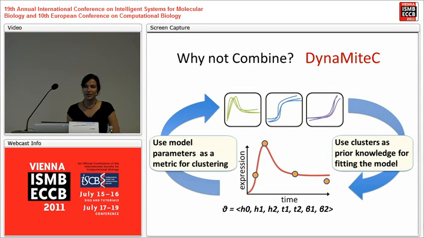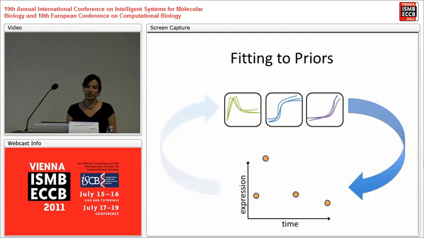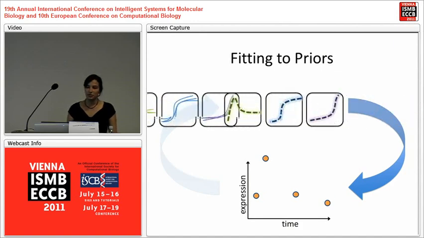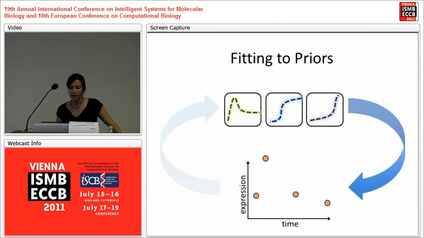And to some of you, it may seem a lot like k-means, where you guess centroids, and then you cluster according to the centroids, and then you get the centroids from the clusters, and so on. So how exactly do we do that? In order to fit the data according to the priors, we take the clusters, we extract the prototypes, or priors as I will call them from now on.